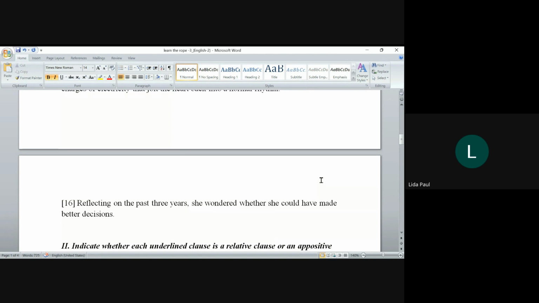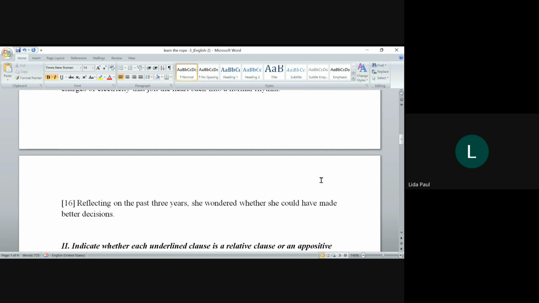She, okay, that is the subject of that particular embedded clause. Wondered is your verb there. And she wondered what? Whether she could have made better decisions. So even that part, that whether clause you see there, is also a subordinate clause. Okay. So two subordinate clauses here.